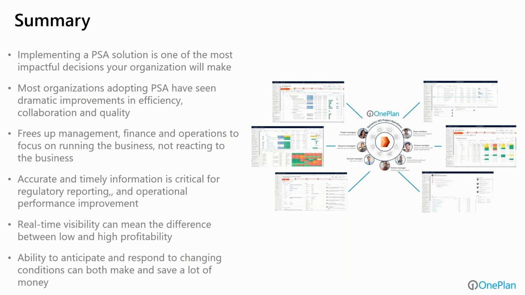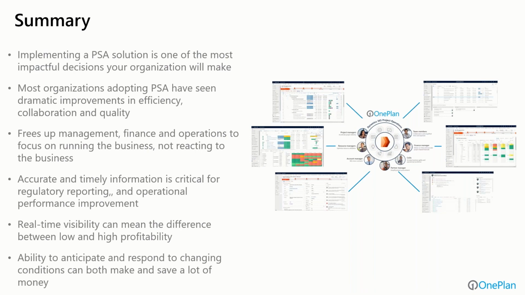And accurate and timely information is critical for regulatory reporting and operational performance improvement and other aspects of the business beyond just the client-visible things. Also, real-time visibility, like the reports and views that Matthew showed, can mean the difference between low and high probability. Do we react in time to salvage the profitability of an organization, or do we end up getting overrun by that and seeing it in the rearview mirror and realizing we've already been burned?